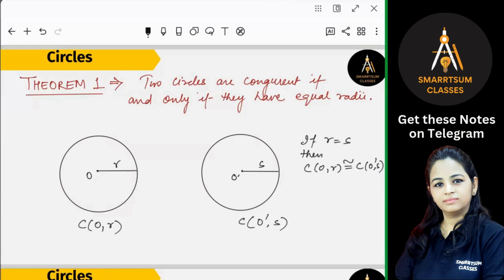So what are congruent figures? Congruent figures have equal size and shape, right? Their areas must be equal. Are you getting that? So if these two circles are congruent, then the area of C(O, R) is equal to the area of C(O', S), right? So if two circles are congruent, their areas will also be the same. So this is theorem number 1 in this chapter. I hope you have understood this. Yes or no?